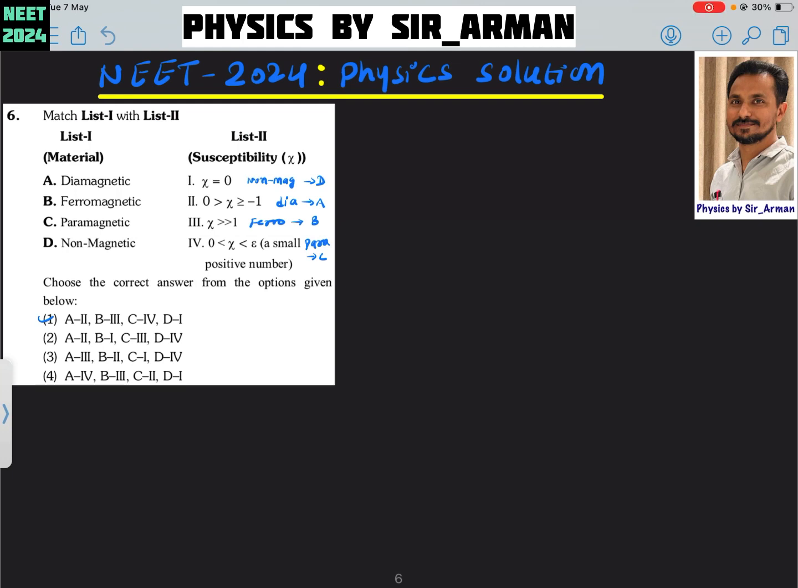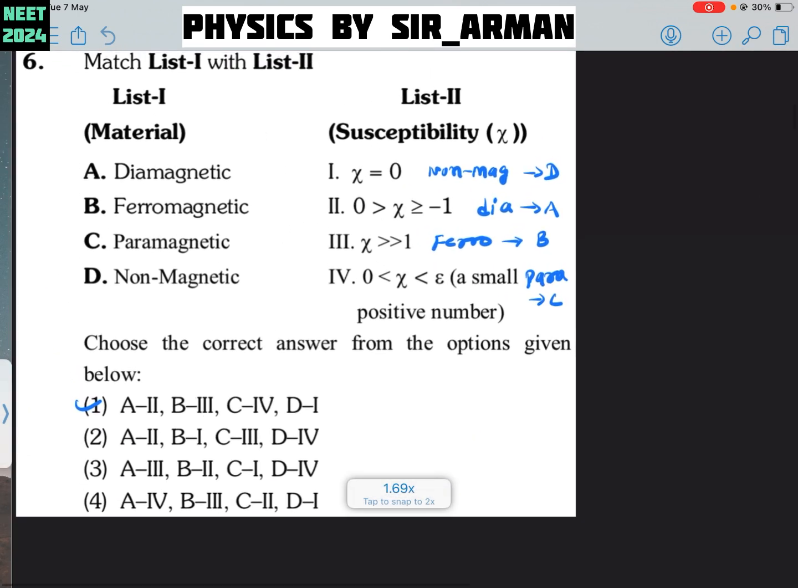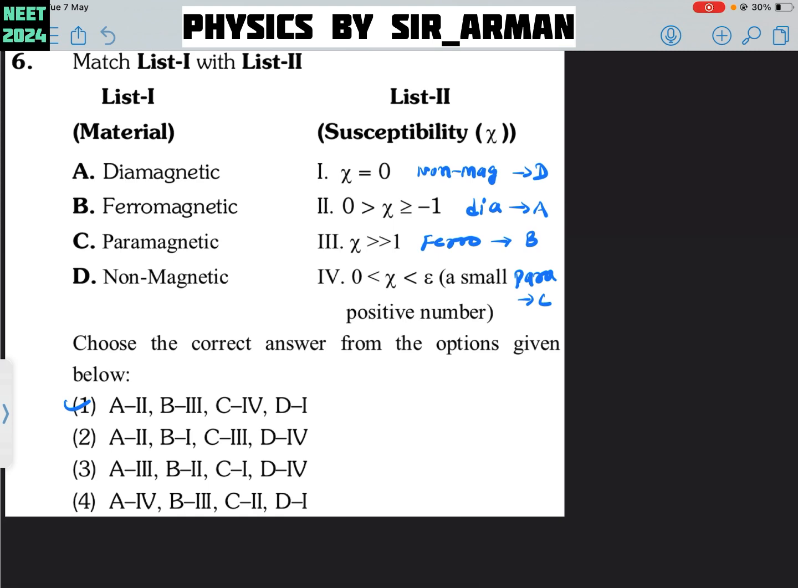Question number 6. Match list 1 with list 2. See here in this question some magnetic properties are given and we have to match their properties with the right side. So first, we are very familiar with non-magnetic. Non-magnetic means it doesn't have any susceptibility. So D corresponds to 1. Then ferromagnetic has the highest susceptibility. So B corresponds to 3.